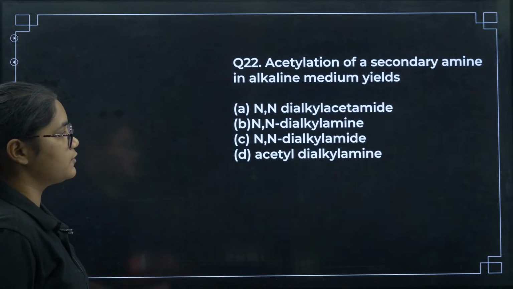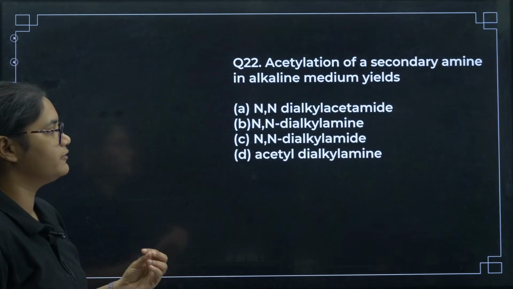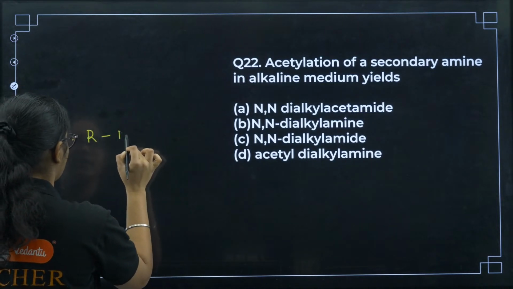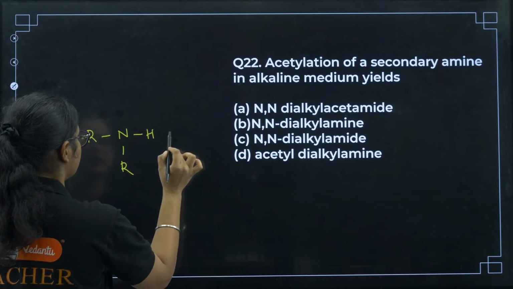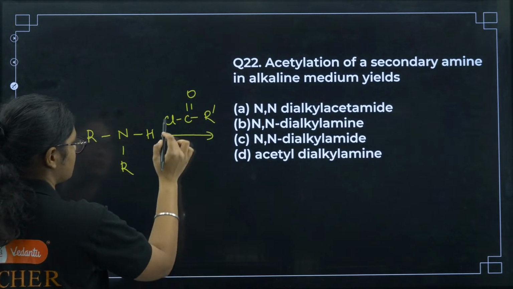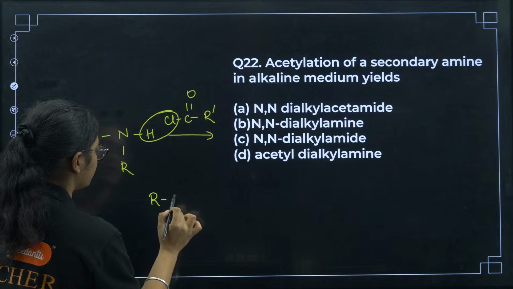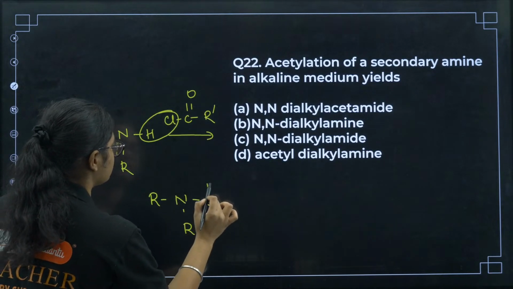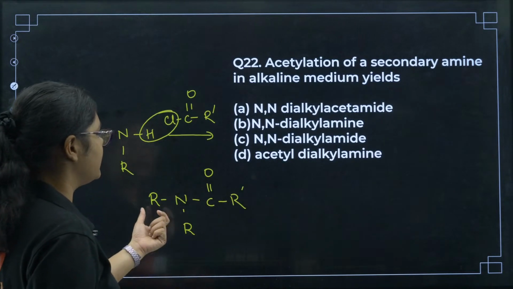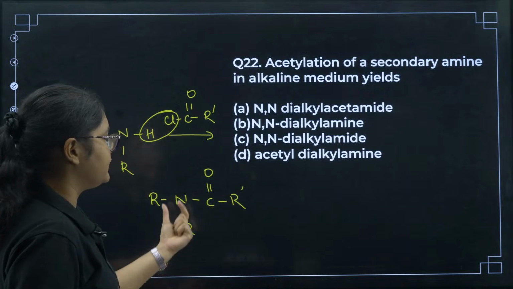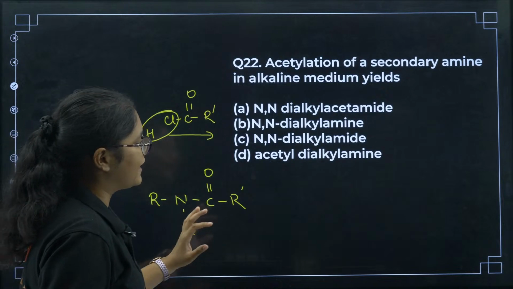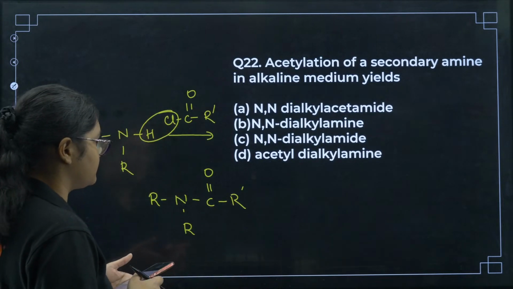Next, acetylation of secondary amines in alkaline medium will give you what? So if you have secondary amine, means R, N, R and then H, and if you are doing acetylation, means same group, you are treating with R dash. So what will happen? HCl will be removed, so you will get R, CO, R dash. So what is this product? N,N-dialkyl acetamide, N,N-dialkyl amine, N,N-dialkyl amide, acetyl dialkyl amine.